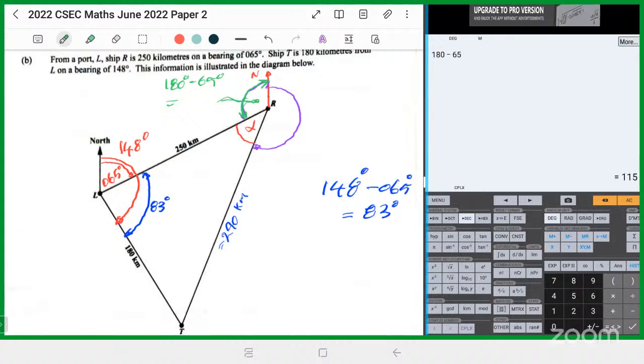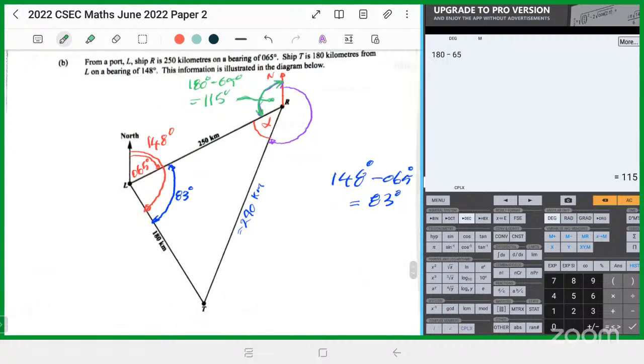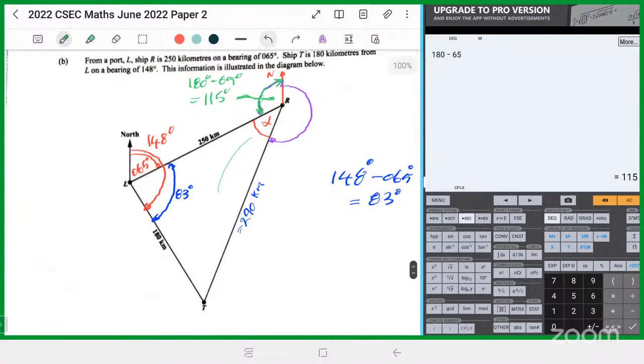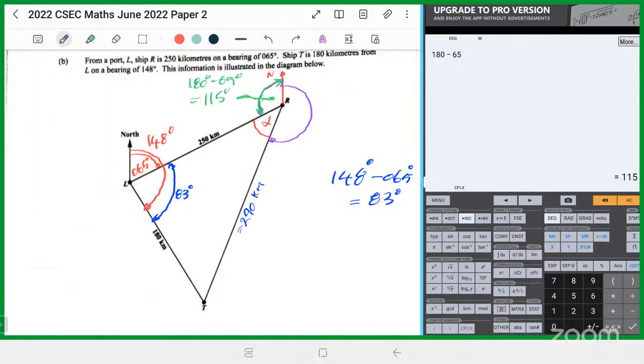It's 115. This is 115 degrees. And now we need the alpha as well. If we call this bearing angle theta, we must build it up. Let's call this bearing angle at the one theta. The one to find theta. So look at it.